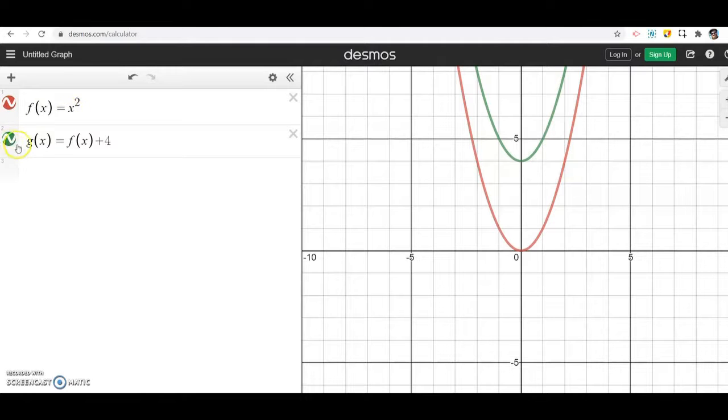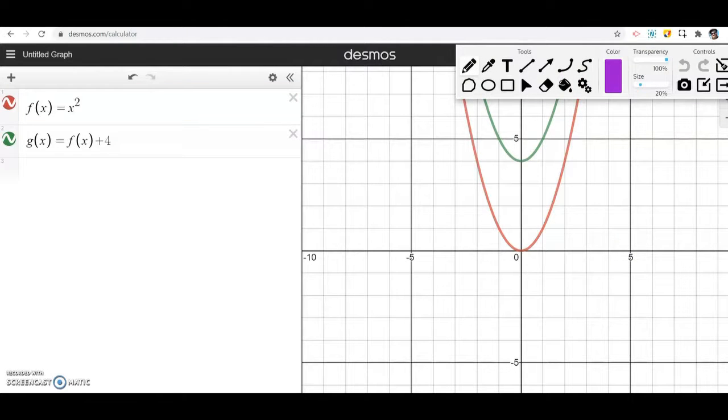The parent function, and you can call the other one the child function if you want. But basically, that one has now been moved up by 4. That point has now been moved up by 4, and so has every other point. That is what we call a vertical translation.